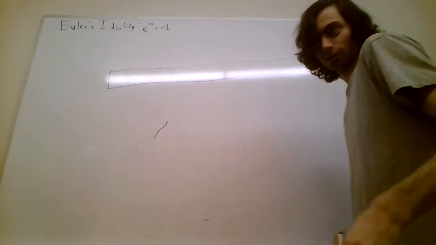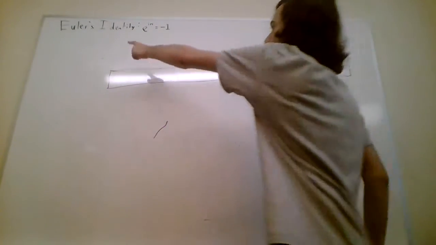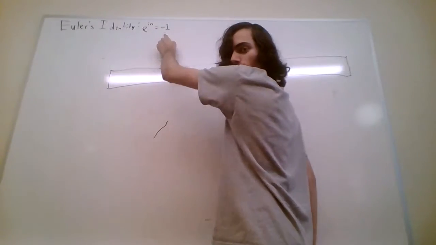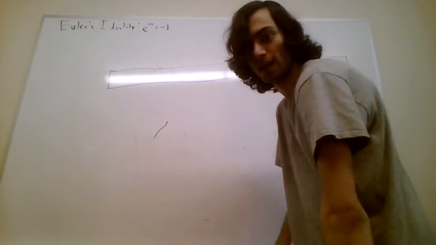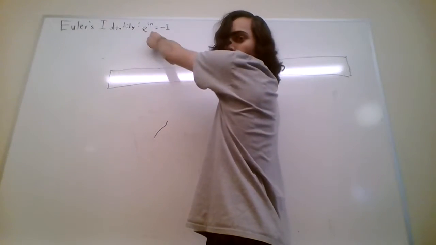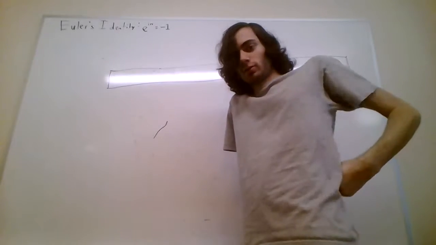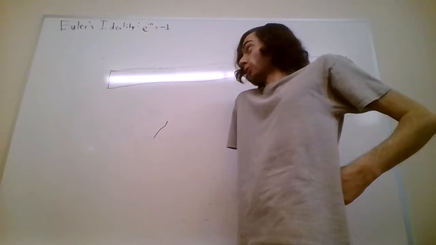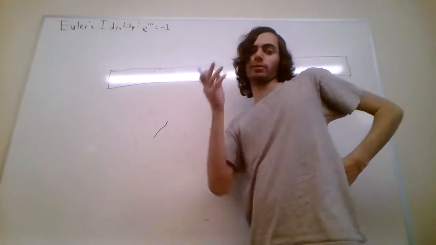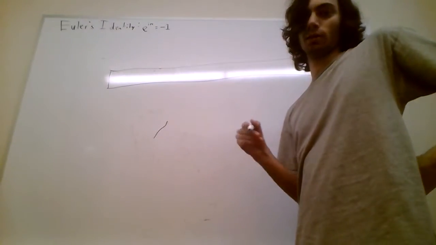Alright, so in this video, I'm going to talk about Euler's identity, which is e to the i pi is equal to -1. I think this is a cool identity because you have a real number like e to the pi and you raise it to the i, which is imaginary, and you get another real number out of it, being -1. And in this video, I'm going to show you how to do that.